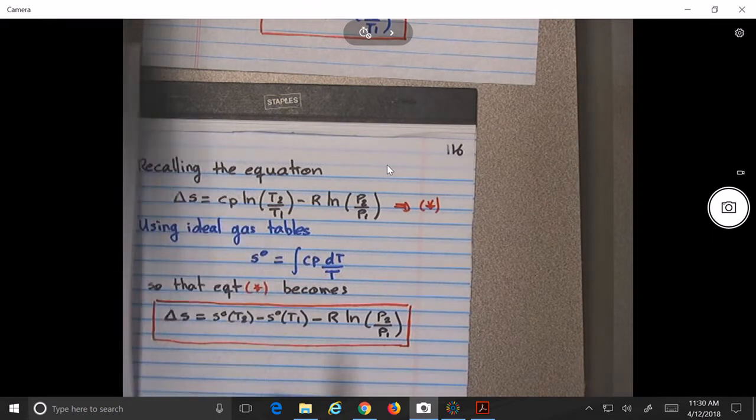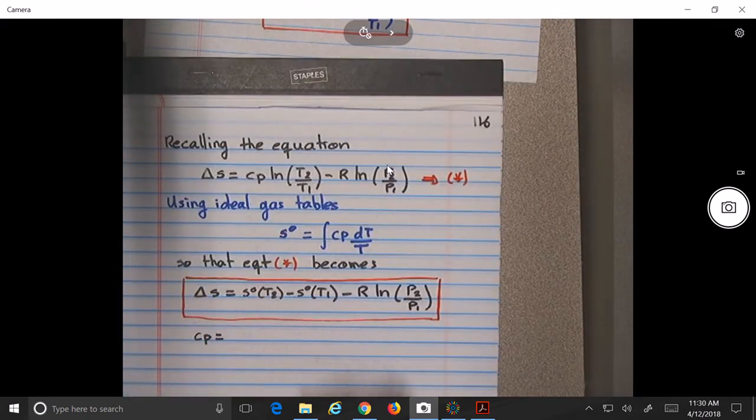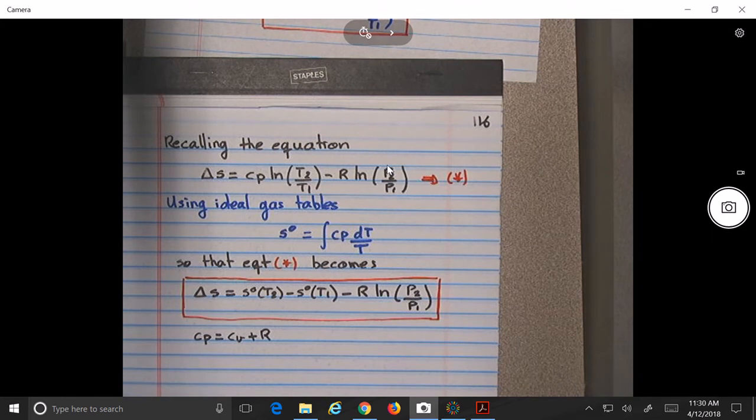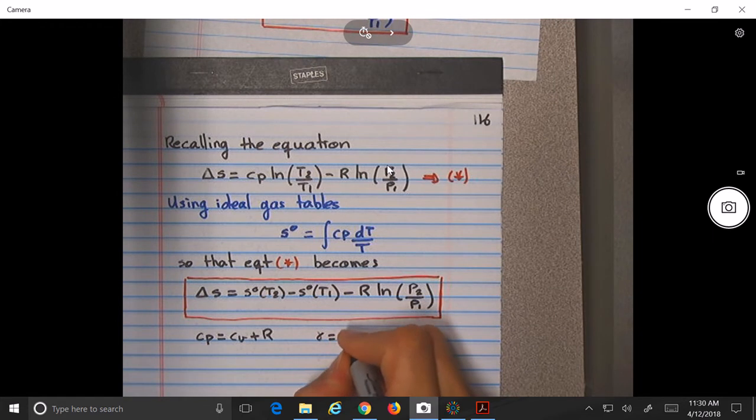So just in case we use them, Cp equals Cv plus R. I think I gave you those relations already. And let's see, I think there's another one. What else can we say? Yeah, and gamma, what is gamma? Gamma, I think, is Cp over Cv. Yeah, I think that's what it is.